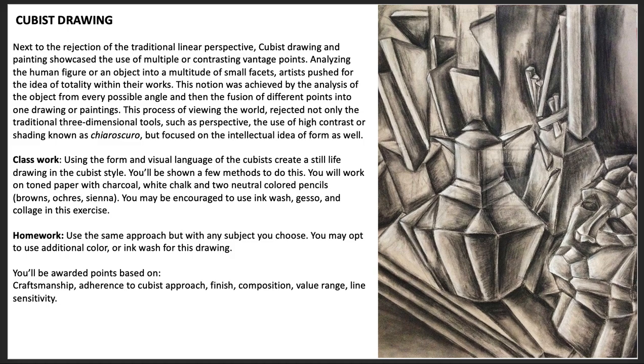So in class, you'll be using the form and visual language of the Cubist to create a still life drawing in the Cubist style. You'll be shown a few methods in order to do this in a demonstration, and you'll work on tone paper with charcoal, white chalk, and two neutral colored pencils, things that might be in browns, ochres, or sienna, any fall color essentially. You may be encouraged to use ink, gesso, and collage in that exercise.